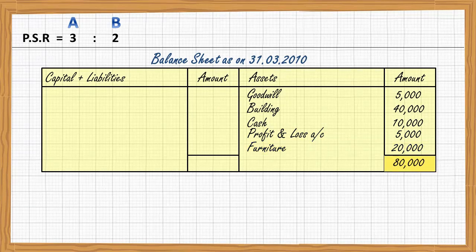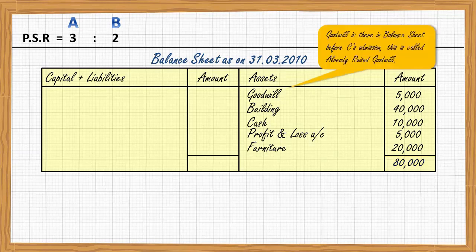Maybe it's a new thing for you. Goodwill is already there, rupees 5,000. It is called already raised goodwill. What does it mean? Before the admission of C, the goodwill is already lying in the balance sheet on asset side. It means the already raised.